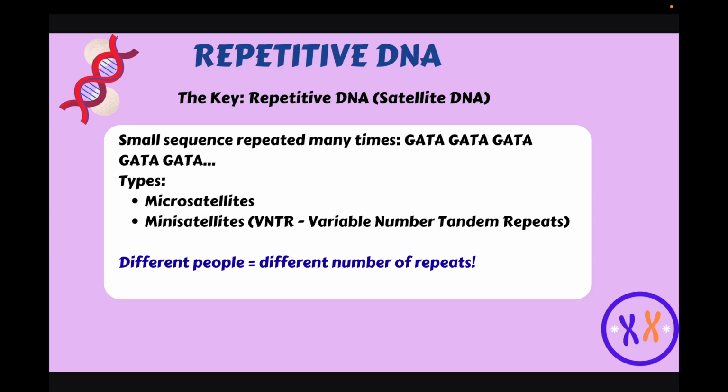These regions don't code for proteins, so mutations here do not harm us. They just keep accumulating and creating variations. These variations are inherited. We get patterns from both parents, which is perfect for identification.